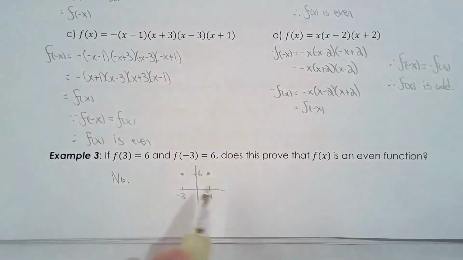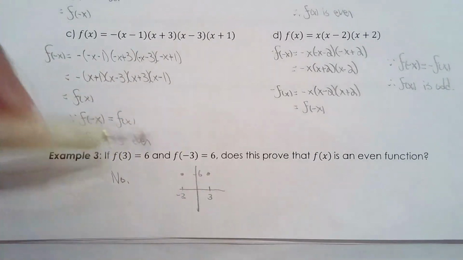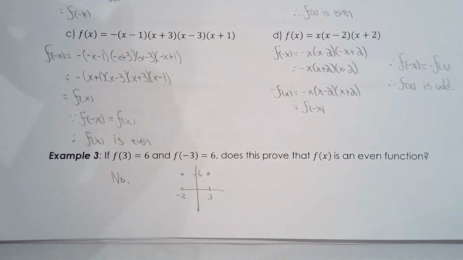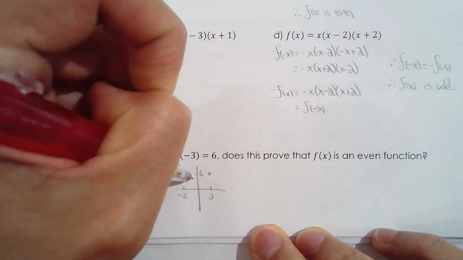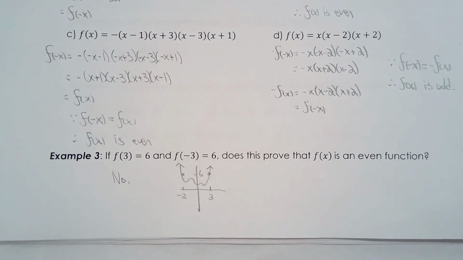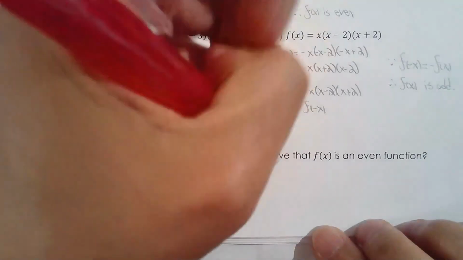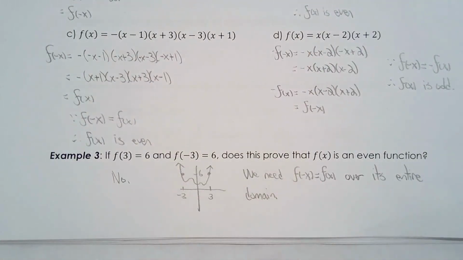Okay, just because you have a pair of points that demonstrate line symmetry about the y-axis, that doesn't mean the entire function, like the rest of the function, demonstrates line symmetry about the y-axis. So for example, I don't know how the rest of that graph looks like, but I'll make something up. Right? Clearly, this function is not an even function. So we need f of negative x to equal f of x over its entire domain, not just for 3 and negative 3.